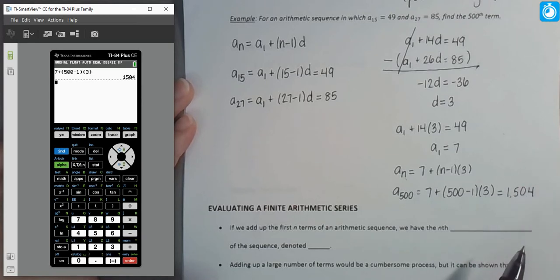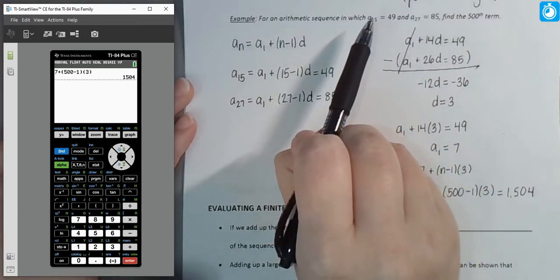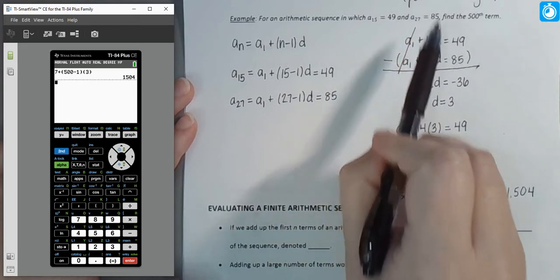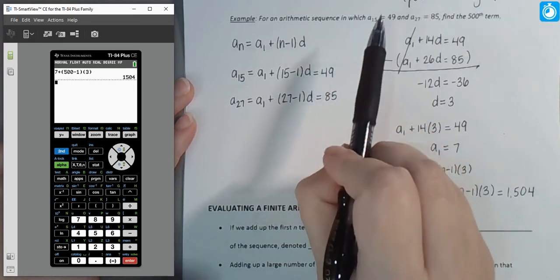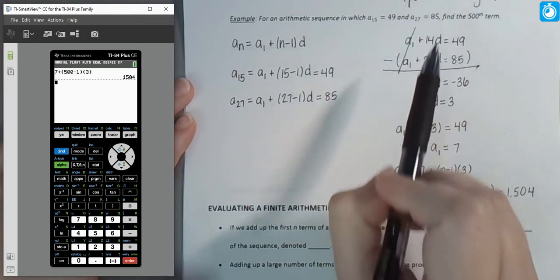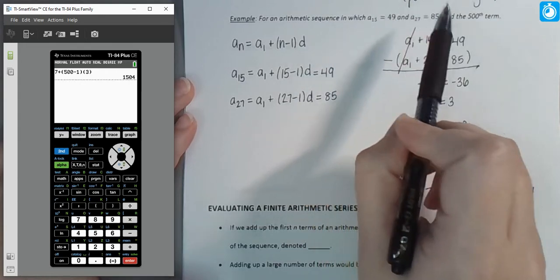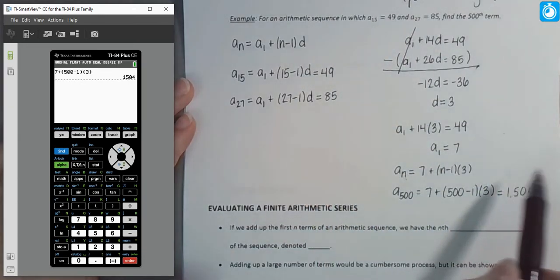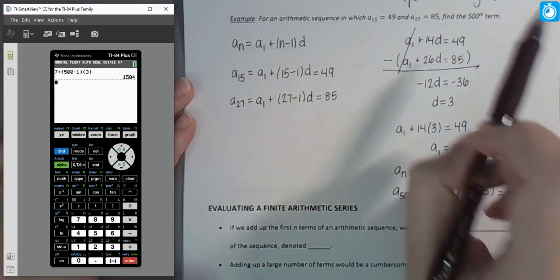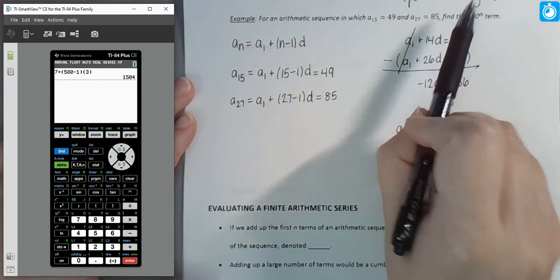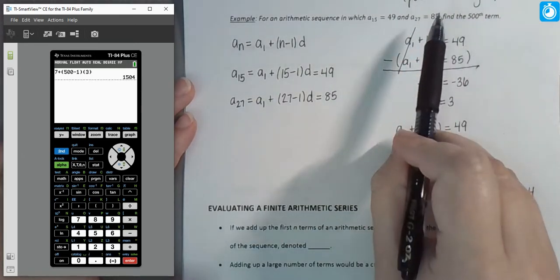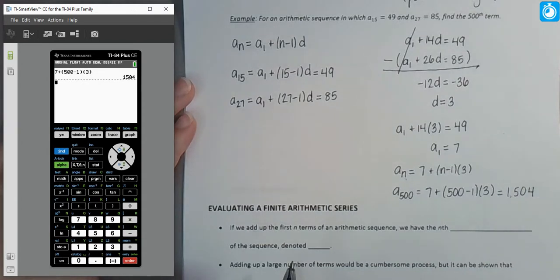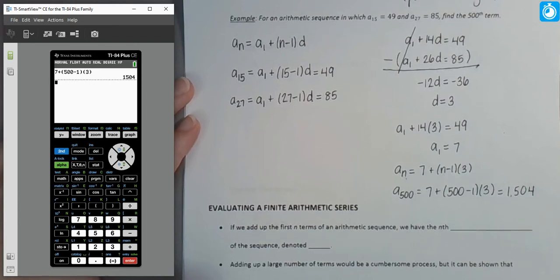Does this value make sense? Well, we know that our terms are increasing. If we go from the 15th term at 49 and into the 27th term at 85, the terms are continuing to increase, so our terms increased from there. And if we're all the way out at the 500th term, it makes sense that it'd be quite a bit larger than the two terms that we were given. So the answer at least makes sense in the context of this problem.